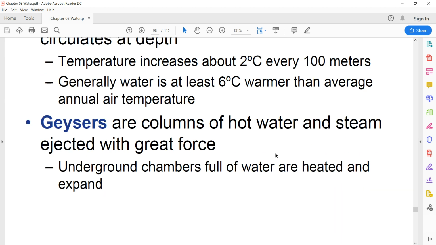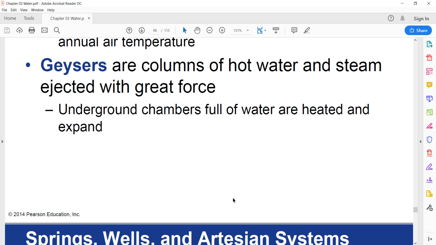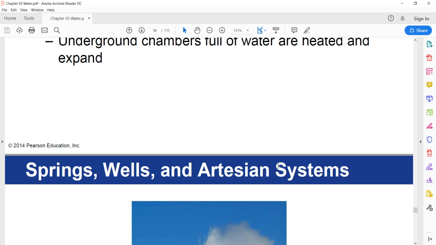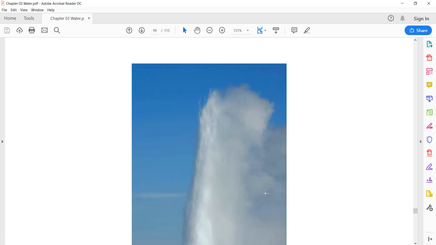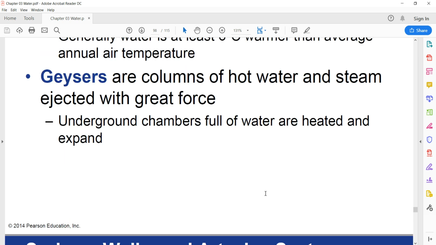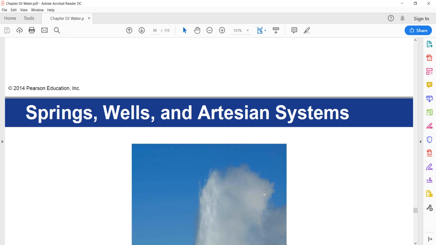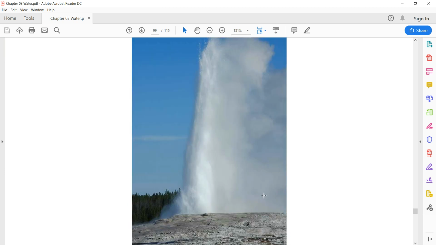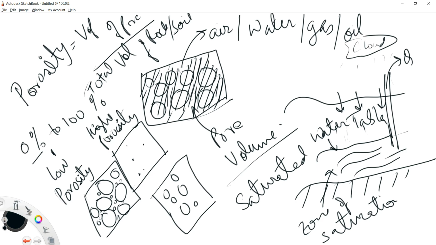Geysers are columns of hot water and steam ejected with great force. Underground chambers full of water are heated and expand. So these are a special type of spring, you can say, where the water will come out on the surface with full force. I will just try to explain it quickly.